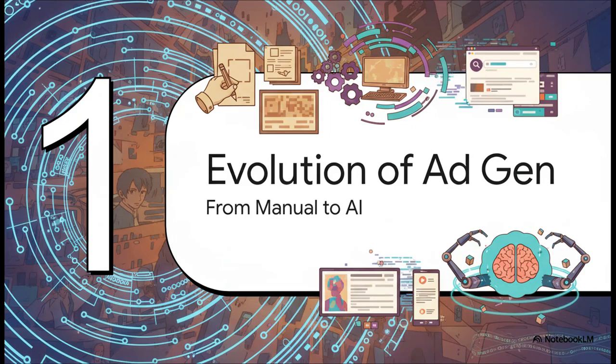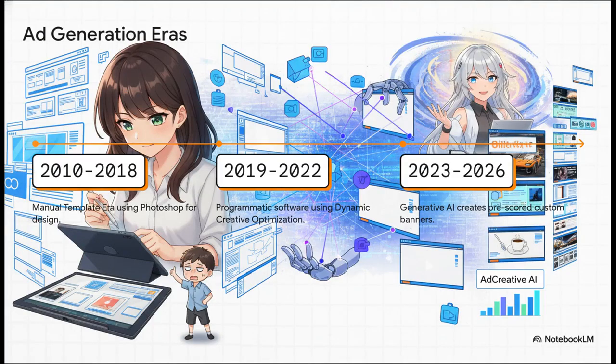Let's move on to Section 1, the evolution of ad generation, from manual to AI. To really understand where we are in 2026, we have to look at how the digital advertising industry has evolved to adapt to this very problem. We've gone through some pretty distinct technical stages. Back from 2010 to 2018, we lived in the manual template era. Designers built every single banner in Photoshop. If you wanted a new size, a human being had to manually resize that layout. It was agonizingly slow.